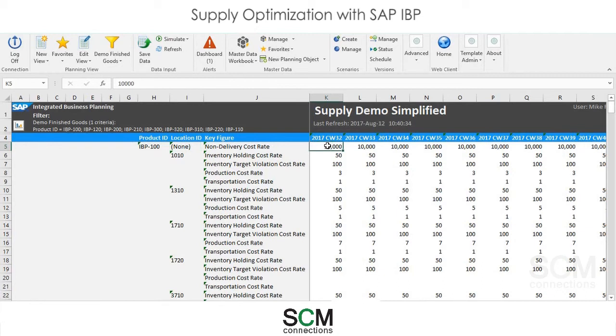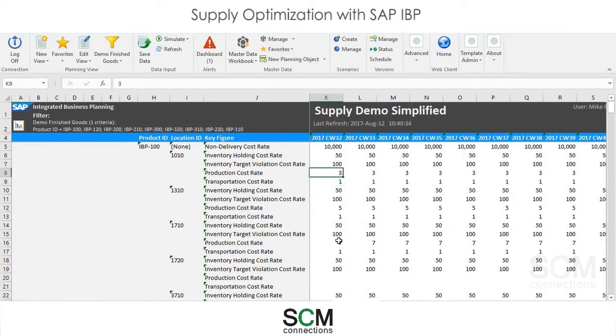Transportation is the same. Now the interesting one that I've done here to kind of add a little bit of flavor to the optimizer problem is I've changed the production cost rate. So what I've said is that for the same products, 1010 here is the cheapest, 1310 is the next cheapest, and then 1710 production cost rate is the most expensive, meaning that if all things equal, it's always cheaper to fill up the capacity at 1010 first, then fill up 1310, and finally fill up 1710.